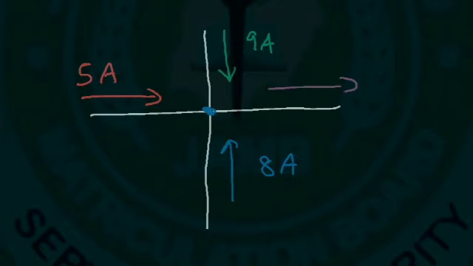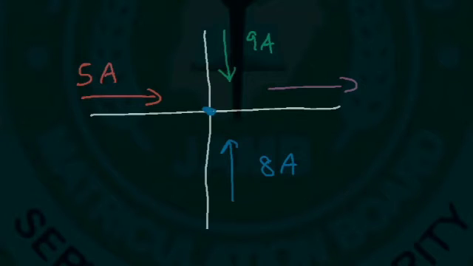Now what if we have a more complicated circuit? Let's say 5 amps of current travels towards this point, and then 8 amps of current goes in this direction, and 9 amps travels this way. What is the current that travels to the right?